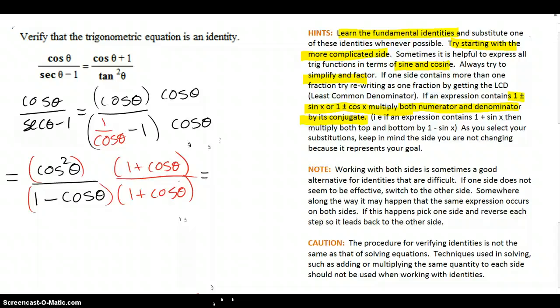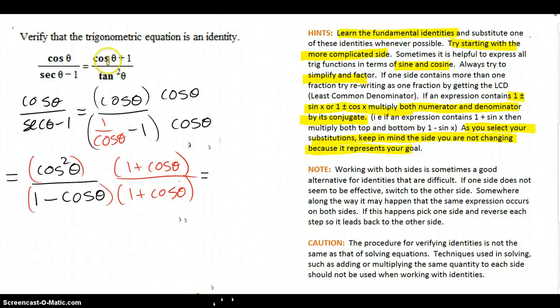The very last one, I'm going to skip down. As you select your substitution, you should keep in mind the side you're not changing. So really notice what I'm doing is I'm starting with one side. I'm going to use all my identities, and I'm going to try to get to the other side. So one side I'm not going to change because it represents your goal.